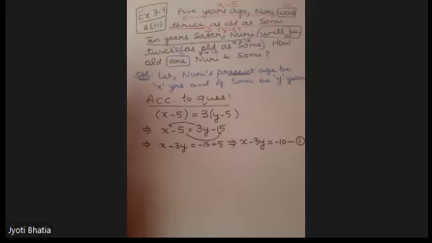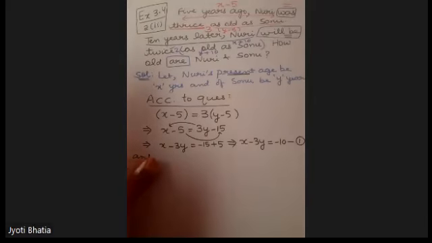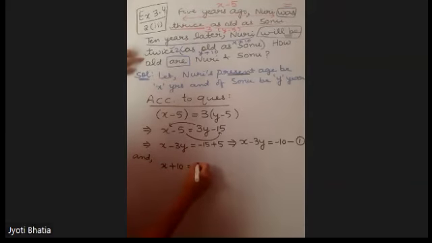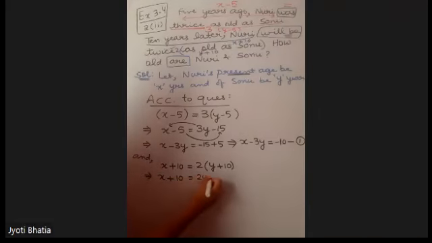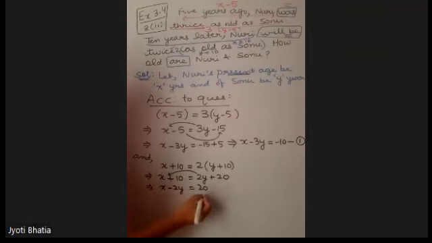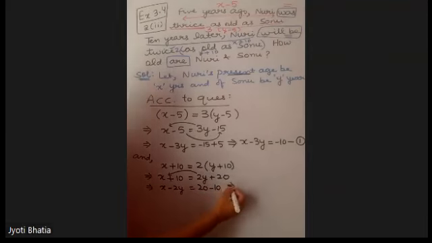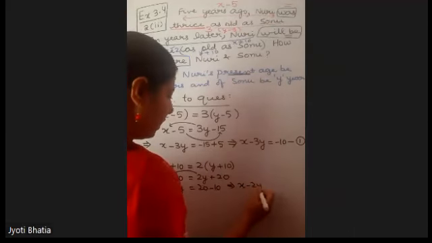Okay. And the other one is 10 years later. So it is X plus 10, twice is 2 times Sonu, Y plus 10. Okay. Let us simplify this as well. So X plus 10 is equal to 2y and 2 into 10, 20. Bringing Y this side, X minus 2y is equal to 20. Taking 10 that side, minus 10. Which gives me X minus 2y is equal to 10.